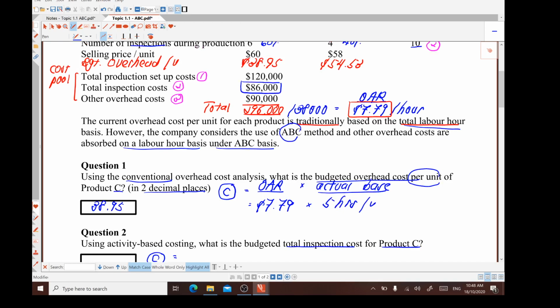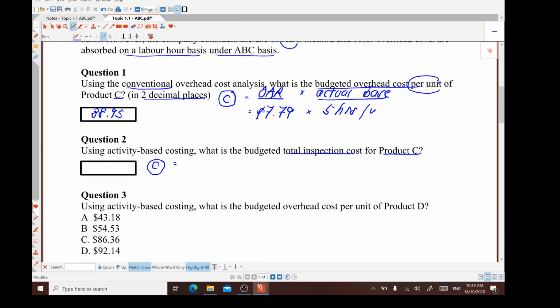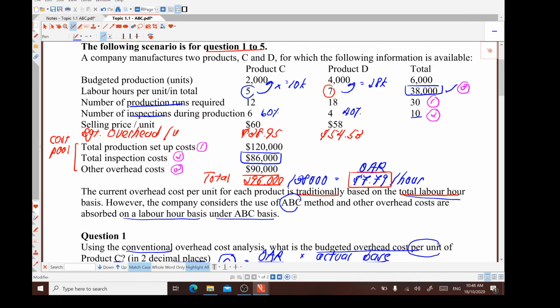$86,000. Can you see that? Right, great. So I'm going to use this $86,000. That's the cost pool. And we're talking about product C. So for product C, we are using the number of inspections. That's like 60%. Can you see that?